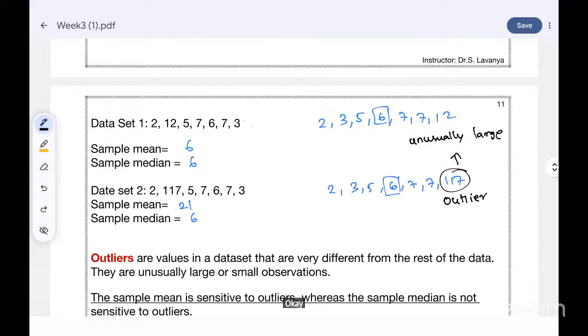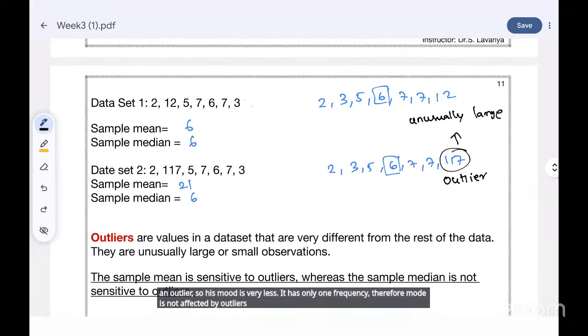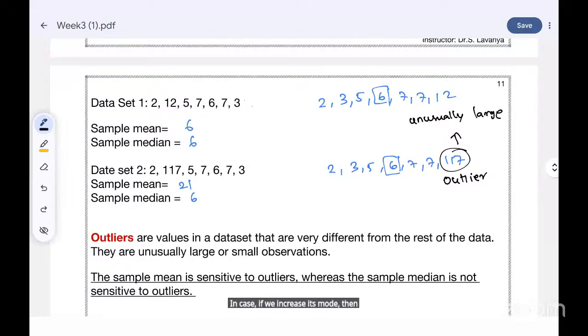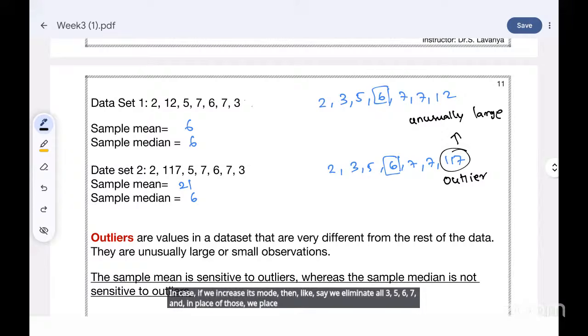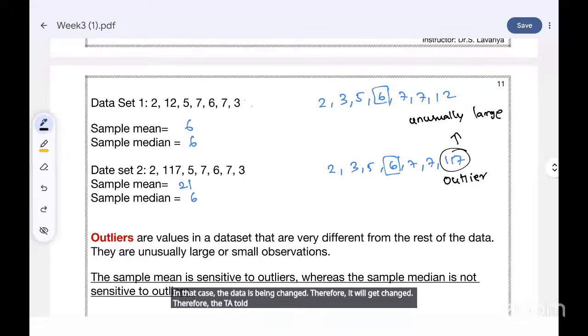Okay, and hence, the TA told that in the outliers, since 117 is an outlier, its mode is very less. It has only one frequency, therefore mode is not affected by outliers. In case we eliminate all 3, 5, 6, 7, and in place of those we place 117 all and keep 2, then 2 will be the outlier. In that case, the data is being changed, therefore it will get changed. Therefore the TA told that mode will be least affected.